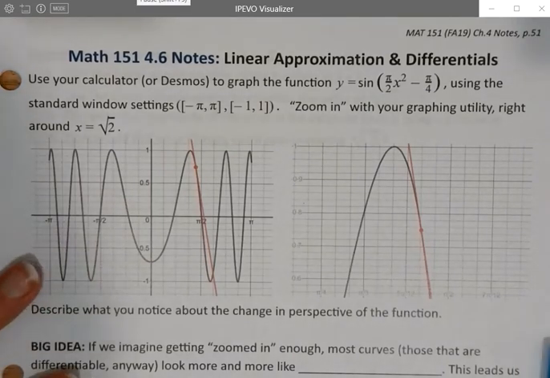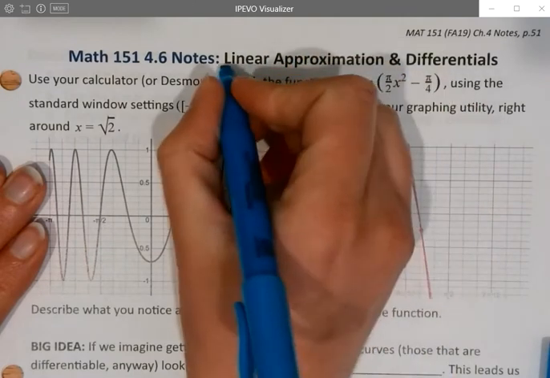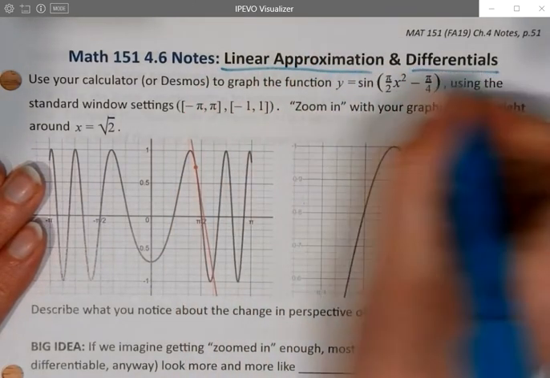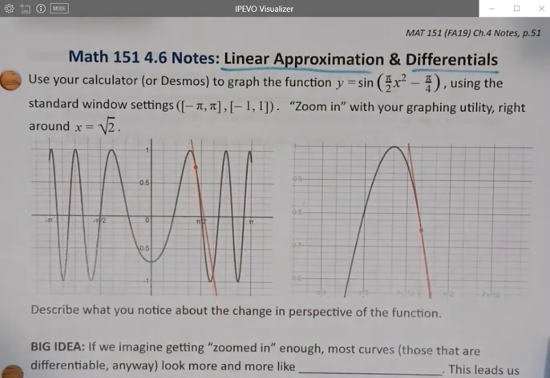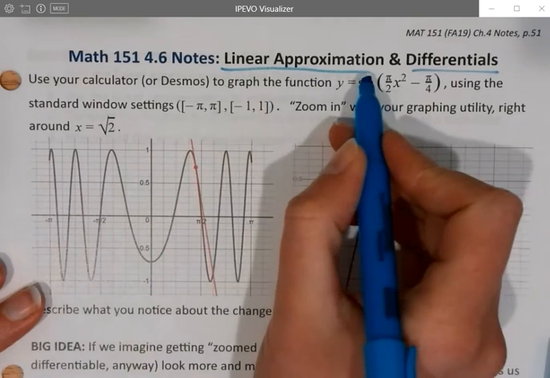Our topics in 4.6 are linear approximation and differentials. These two topics are related, but we're going to try to keep them separate, at least in the beginning, so we can see which one's linear approximations, which one's differentials. We're going to begin with linear approximation.